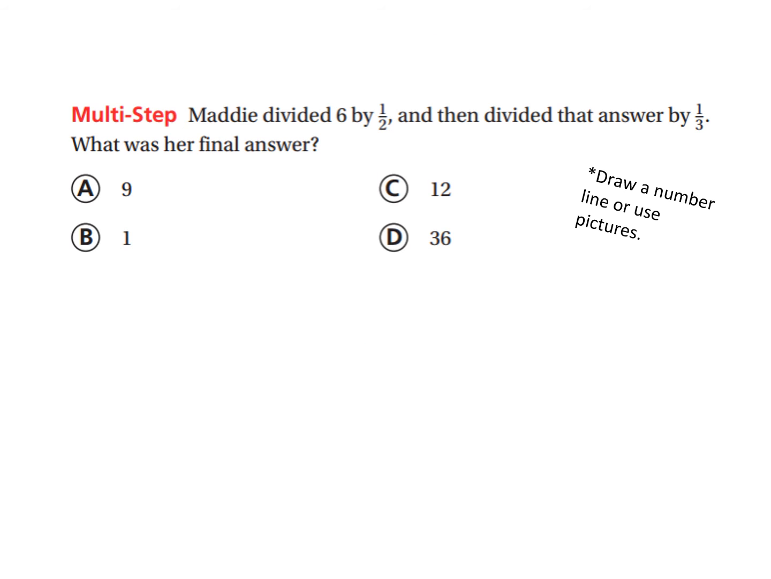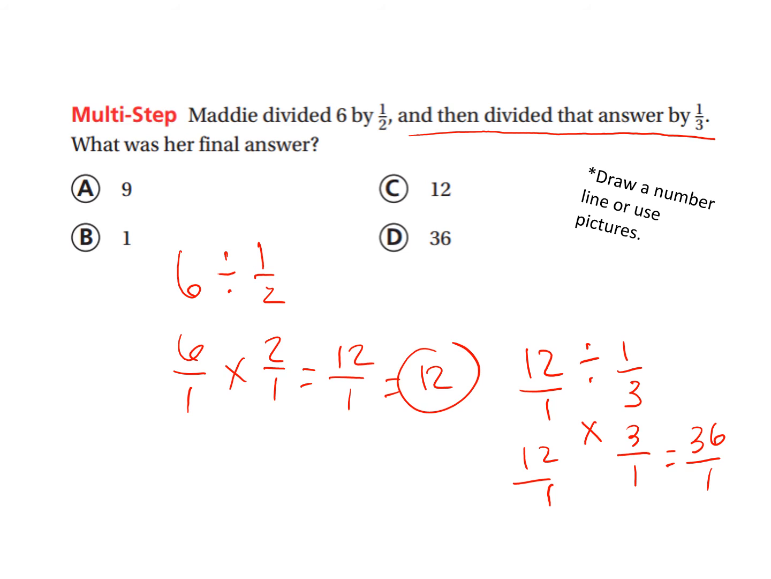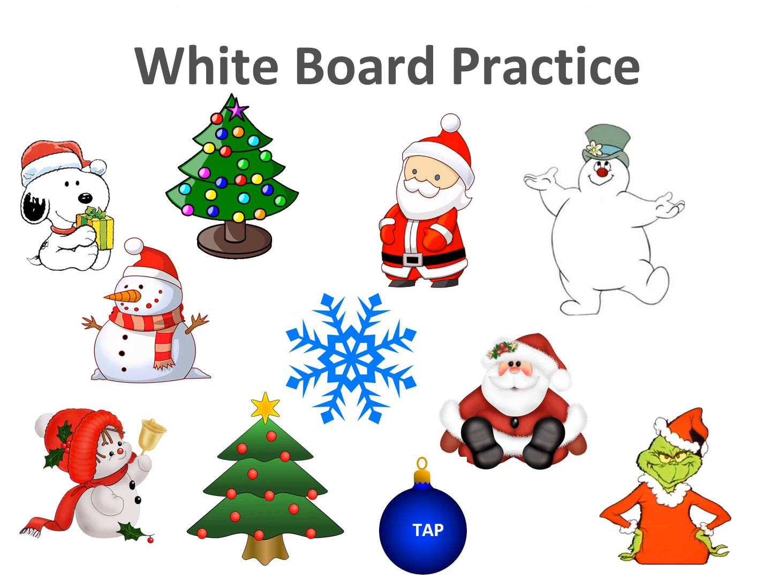Okay, Maddie divided 6 by 1/2. So 6 divided by 1/2, 6 over 1 times 2 over 1 equals 12 over 1 equals 12. Then she divided that answer by 1/3. So 12 divided by 1/3, 12 over 1 times 3 over 1 gives me 36 over 1, or 36. Okay?